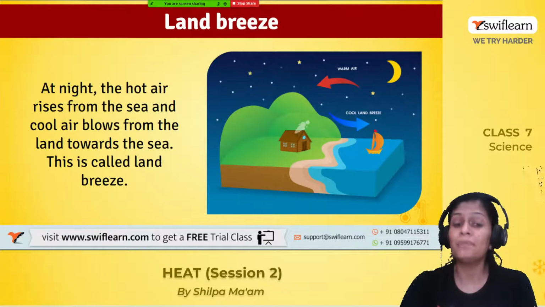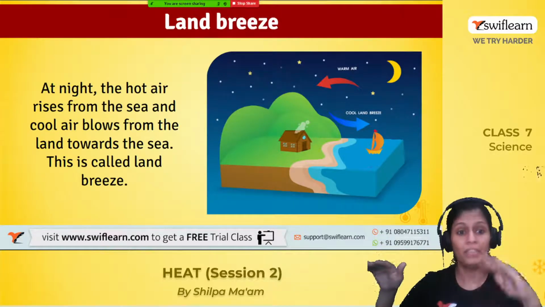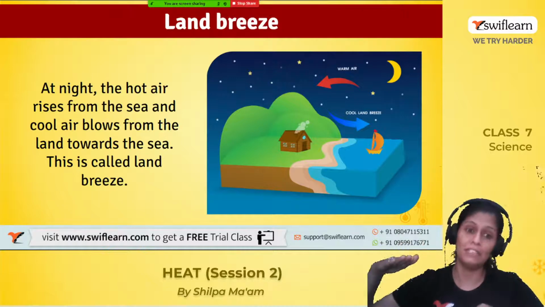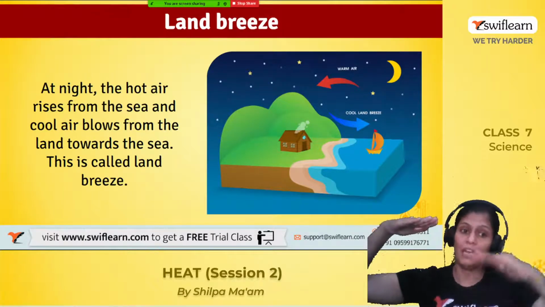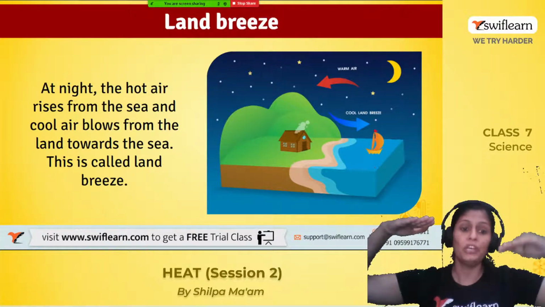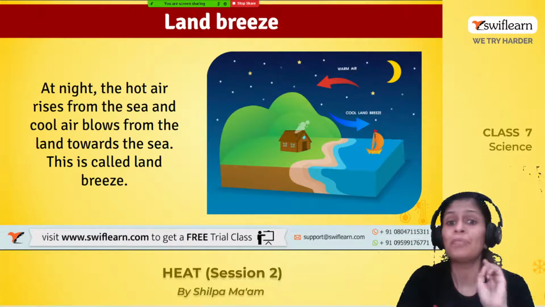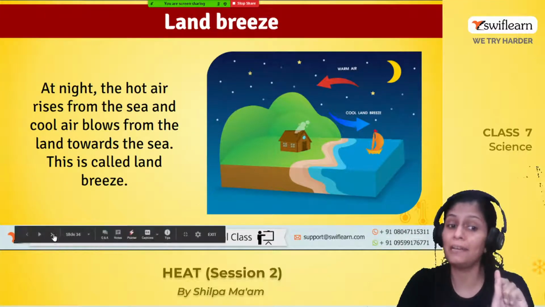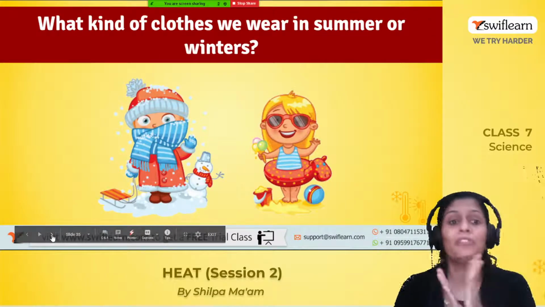Now, land breeze at night, what is happening? Comparatively, the land is colder and the sea is warmer. So air above the sea is going to rise up, and cool air from the land is going to take its place. This is called land breeze. Sea breeze is during the day and land breeze is during the night. Now, this is the phenomenon of land breeze and sea breeze.